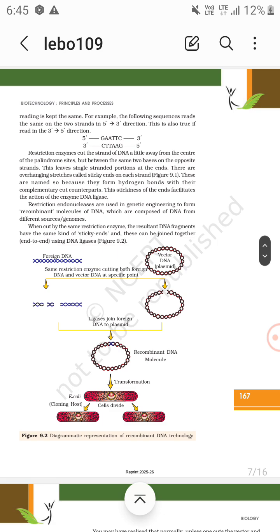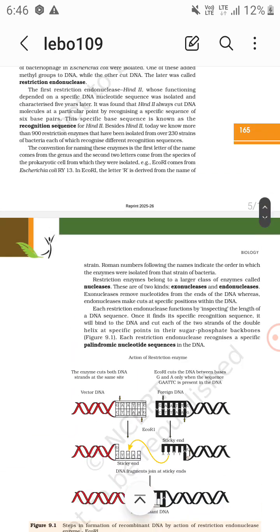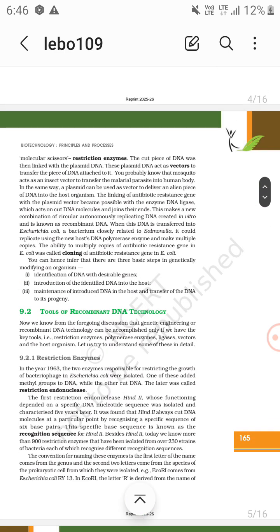Now, as I told you, a recombinant DNA molecule is transformed into the E. coli cells. If they are transformed, then they are transformants, and if they are not, they are non-transformants. That's it.